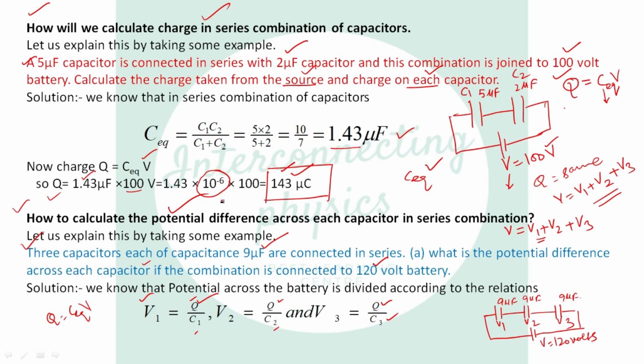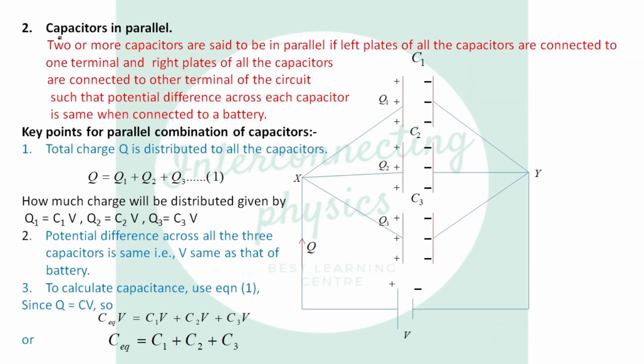So these are very important concepts if you are preparing for a competitive exam or if you have planned for scoring high in the 12th. Now the second one is capacitors in parallel. Two or more capacitors are said to be in parallel if the left plate of each capacitor is connected to one terminal and the right plate of each capacitor is connected to the second terminal, and these two terminals are connected to some battery such that the potential across each capacitor is the same. Earlier in series combination, charge was the same. Here the potential is the same.